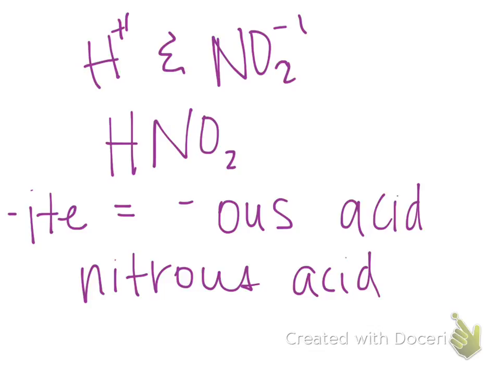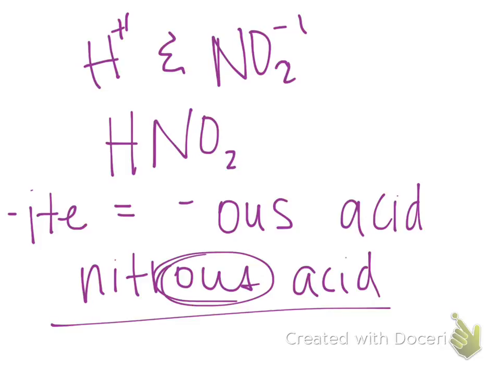So now we've got 3 different ways to name acids. If it comes from an IDE anion, it comes from an ATE anion, or if it comes from an ITE anion, we've got different ways that we name those. So nitrous acid, if we see OUS, we know it has to come from the ITE anion of that. All right, so these take a little bit of problem solving, a little bit of thinking.